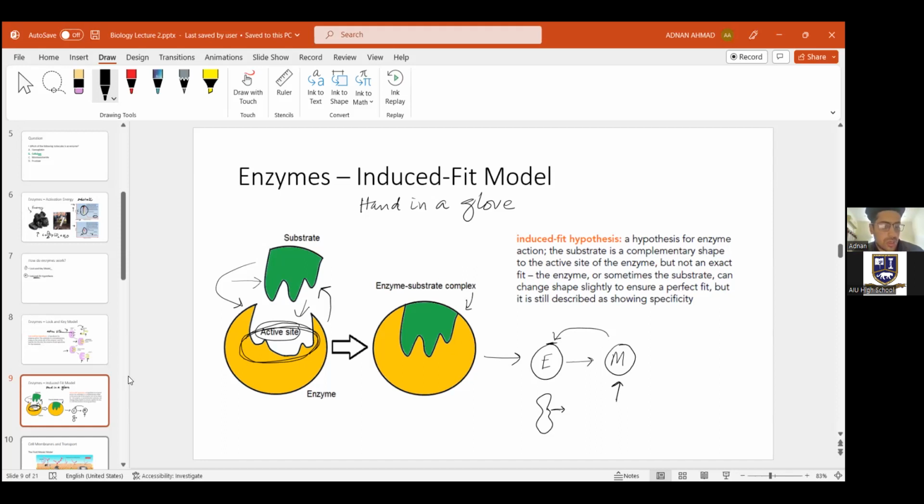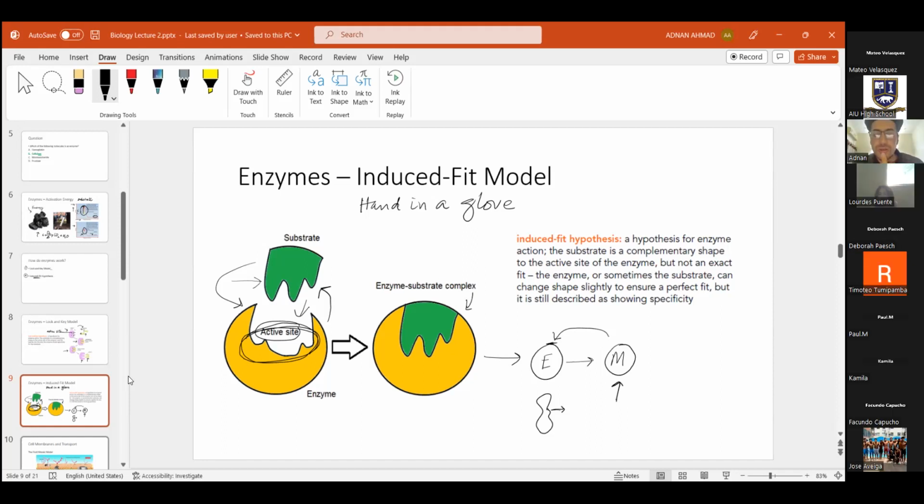Any questions for enzymes? Yes, I have one question. Please, sure, ask. Does it matter what form the enzyme has for the union of the substrate and the enzyme?